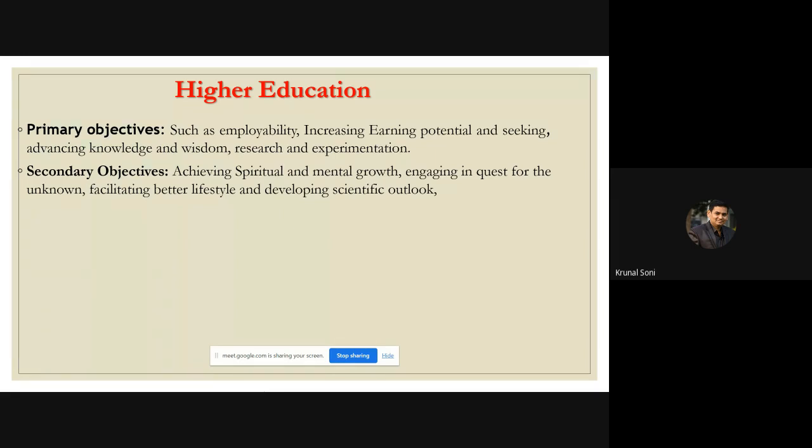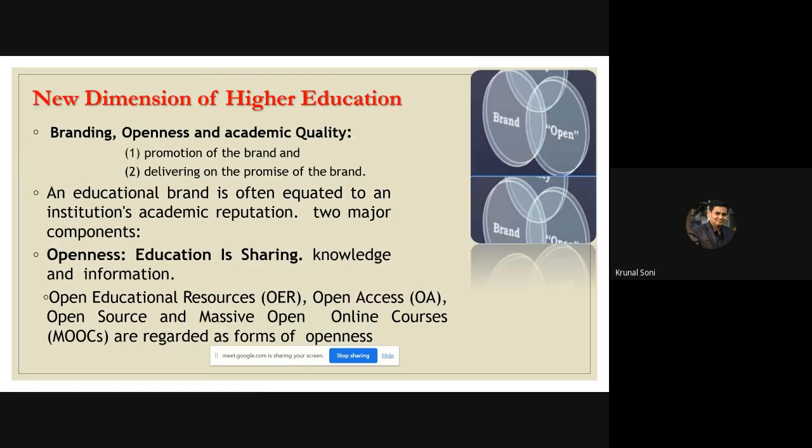So facilitating a better lifestyle and developing a scientific outlook. We have to encourage them to think in scientific and technological terms, so that they can understand and justify things in a better manner. So, new dimensions of higher education. If we consider the dimensions of higher education in teaching, we can consider branding, openness, and academic quality, right? We all have brochures of our institution where we create a certain benchmarking point that our institute has.